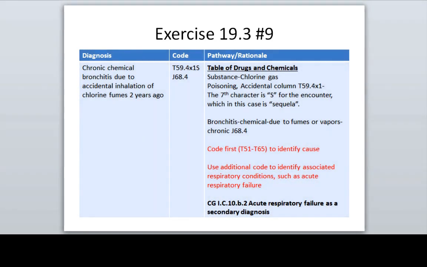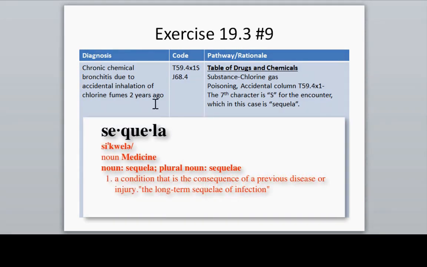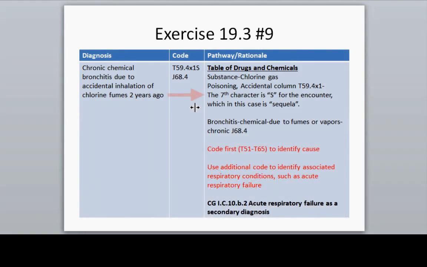Chronic chemical bronchitis due to accidental inhalation of chlorine fumes 2 years ago. First of all, you're going to notice that this is a sequela. It's 2 years ago. So many of our T codes and S codes have a 7th character indicating the encounter. This particular one, if you go to the table of drugs and chemicals, substance chlorine gas, and then look in the poisoning accidental column, you get this code with the 7th character S for the encounter, which is the sequela.